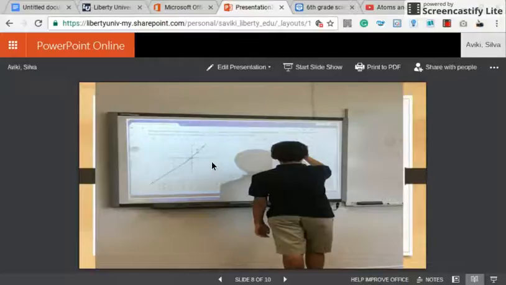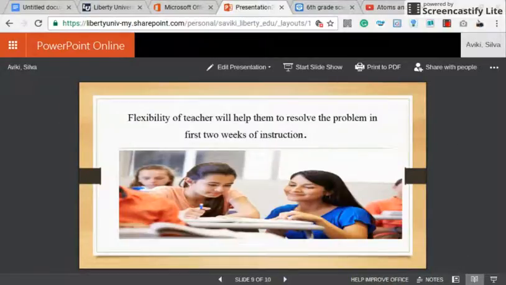I believe some of the students also have problems. Edmodo is a social networking tool, but some of the students are having a problem having access to, let's say, internet or any devices that they can use on a daily basis to access the worksheets. In that case, I believe that the flexibility of the teacher will help the students to overcome these problems.